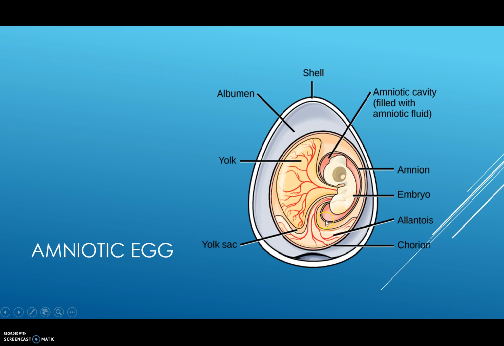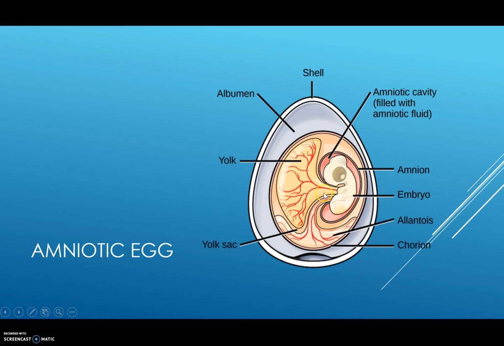Surrounding the embryo is a membrane called the amnion. And basically its function is to protect the developing embryo. Now, inside of the amnion is the amniotic fluid, which provides the embryo with a stable fluid environment.